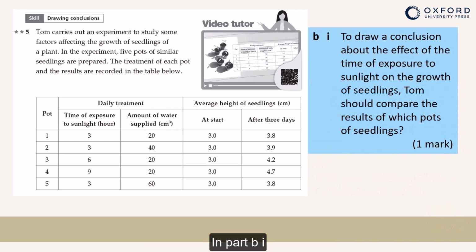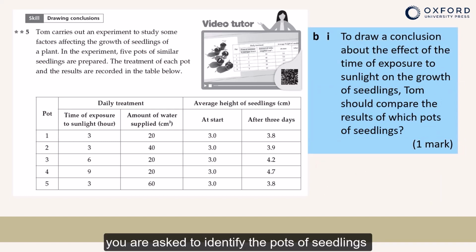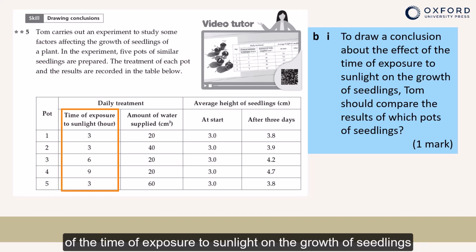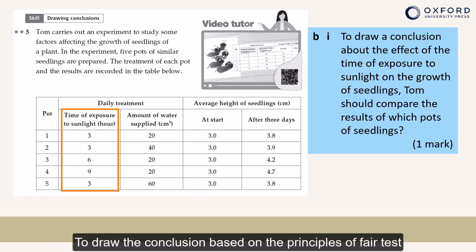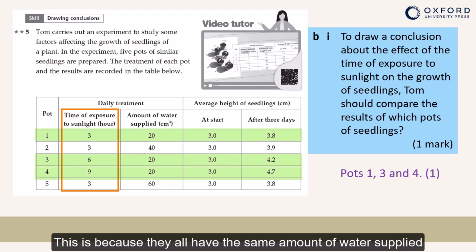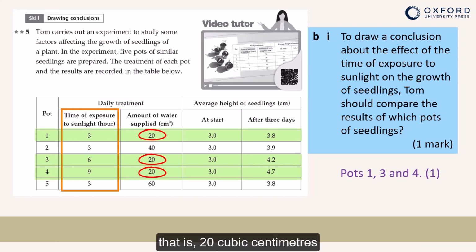In Part B1, you are asked to identify the pots of seedlings that Tom should compare, to draw a conclusion about the effect of the time of exposure to sunlight on the growth of seedlings. To draw the conclusion based on the principles of fair test, we should look at the results of pots 1, 3, and 4. This is because they all have the same amount of water supplied, that is, 20 cubic centimeters.